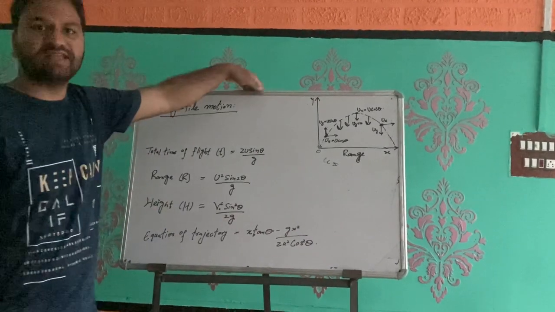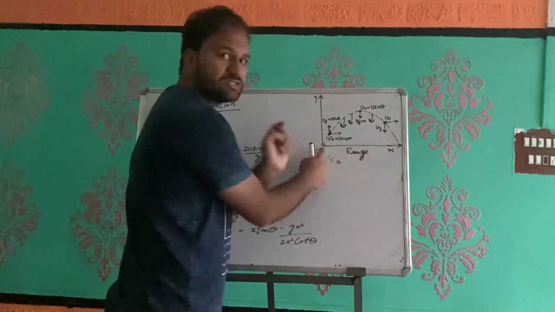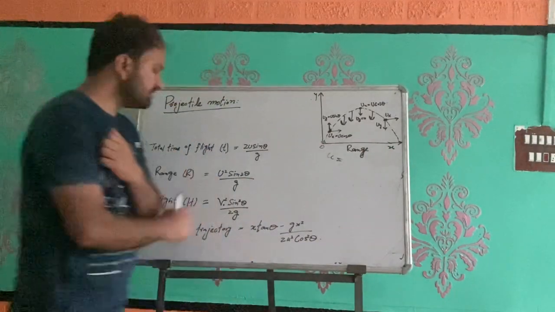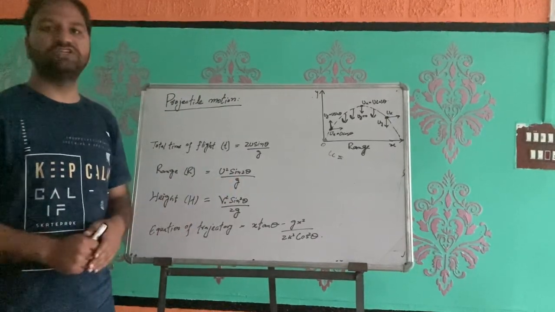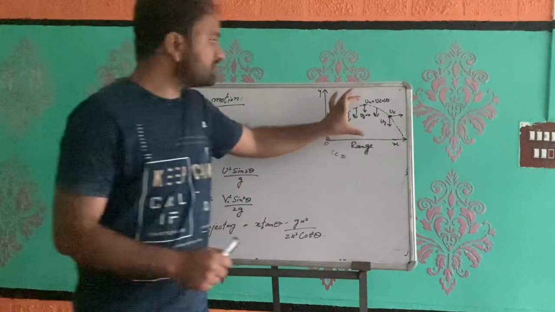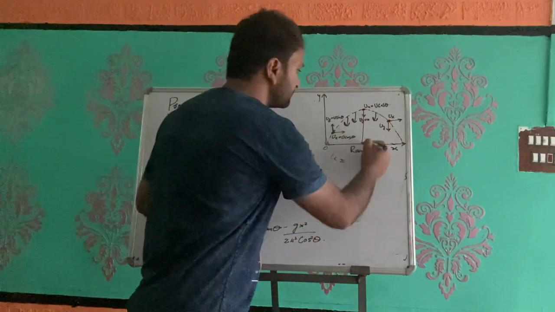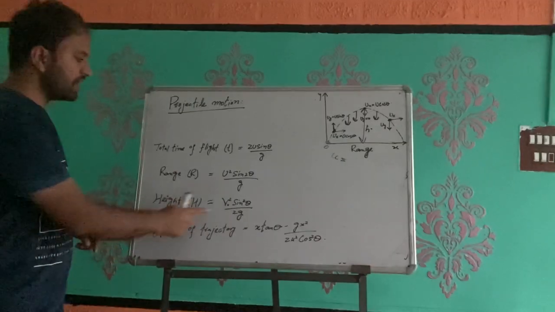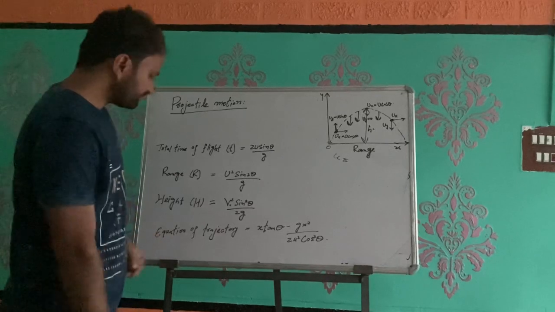Then we are discussing the range. Range is the horizontal distance from the initial position to the final position, and this range R is given as u squared sin 2 theta divided by g. Similarly, we are calculating the height. What is the maximum height attained by the object? That is this height. The height H is given as u squared sin squared theta divided by 2g.